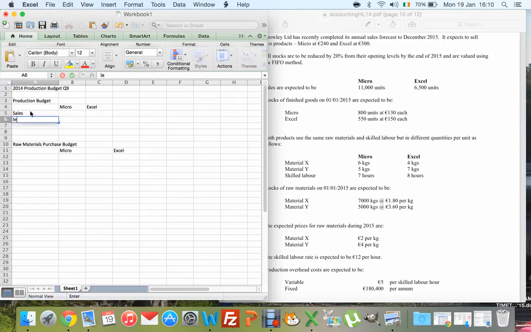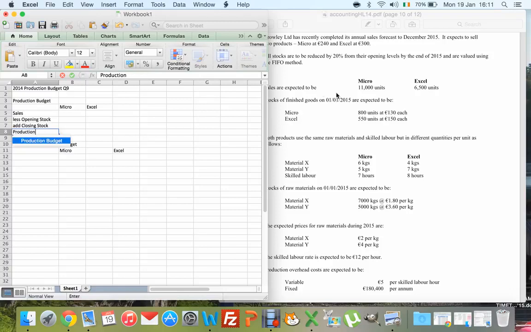I take away my opening stock because I already have it made. And I'll add on my closing stock because that's extra stuff that I need to make, and what's going to be left is my production.